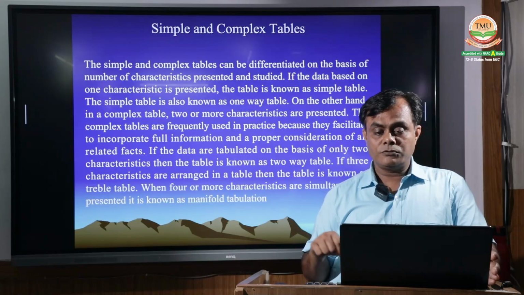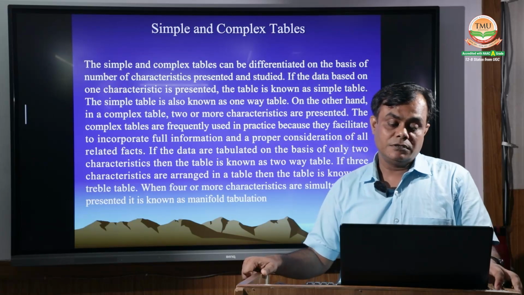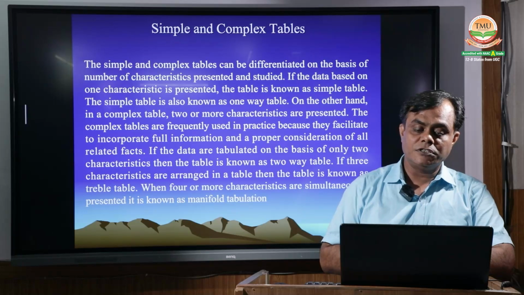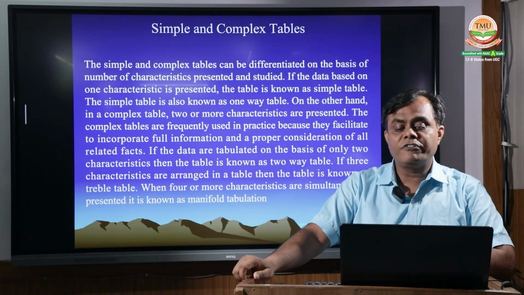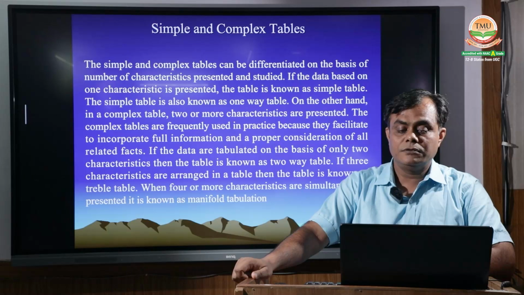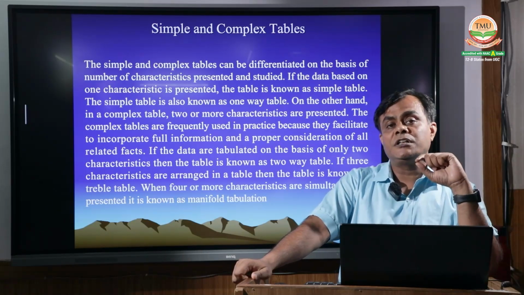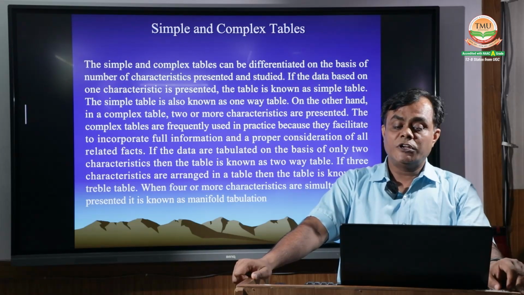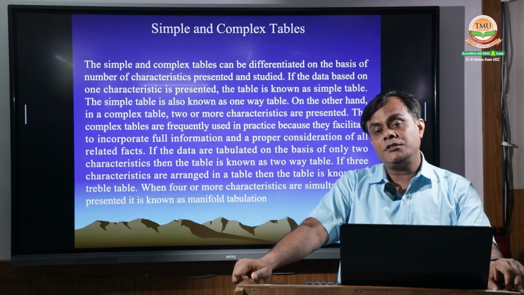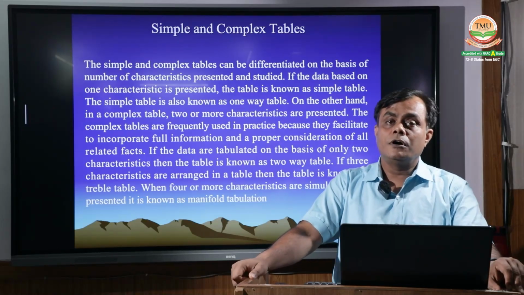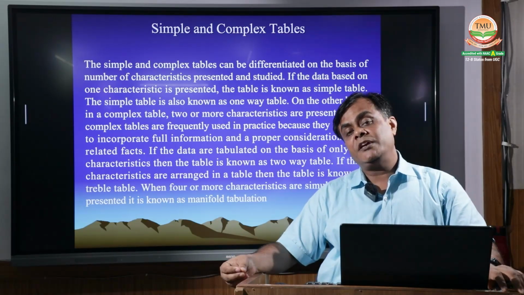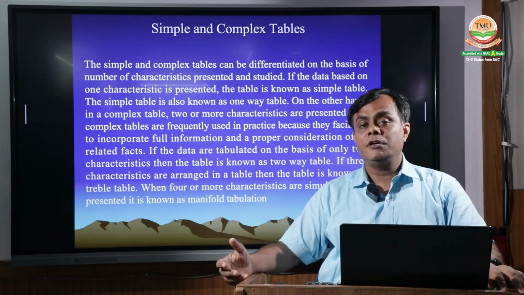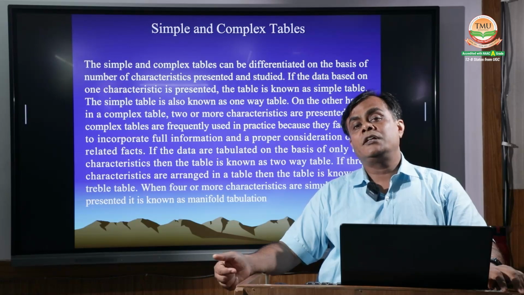So first we are going to understand simple and complex tables. A simple and complex table can be differentiated on the basis of the number of characteristics presented and studied. The simplicity or complexity of the table depends upon the number of characteristics we are presenting in the table. If the characteristics are very limited, that makes the table a simple format. If the characteristics increase in number, that makes the table more complex.